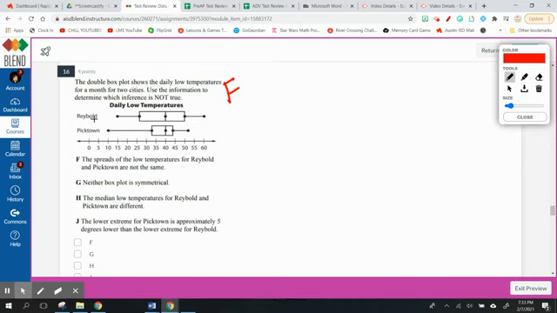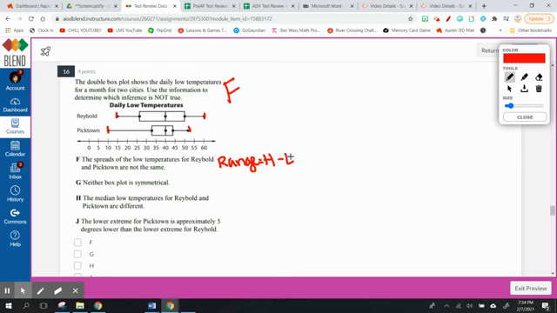Okay, so we've got 2 towns. All right, the daily low temperatures. Okay, here we go. The spreads of the low temperatures for Raybould, I guess, and Picktown are not the same. The spreads of the low temperature, that's essentially meaning how low to how high they go. Another way to say range, which means, as we've talked about, high minus the low.